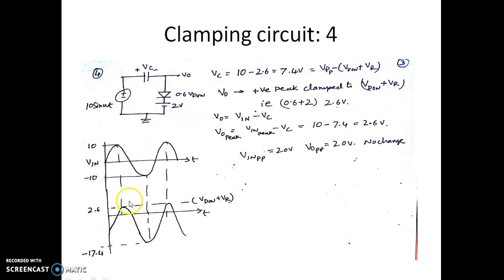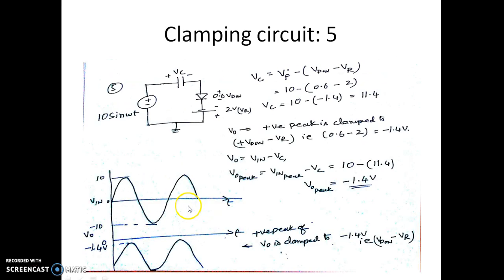If this reference voltage is positive, above this 0.6 it will keep on clamping. If this reference voltage is negative, from this 0.6 it will come down by that reference voltage. Meaning in this particular case, since the polarity is negative, from plus 0.6 it will come down by 2 volts. So 0.6 minus 2 is minus 1.4. Assume that this is 1 volt. Then it is 0.6 minus 1, which would have been minus 0.4.